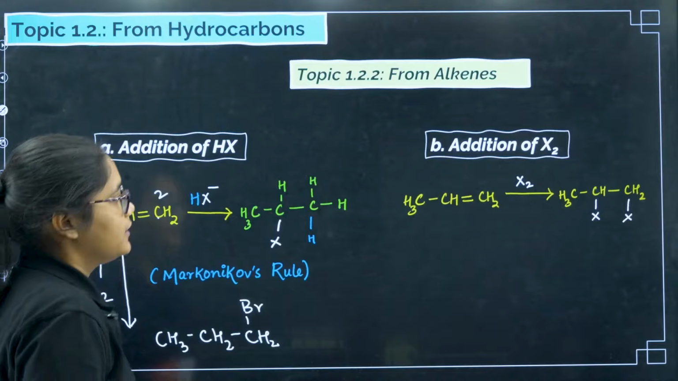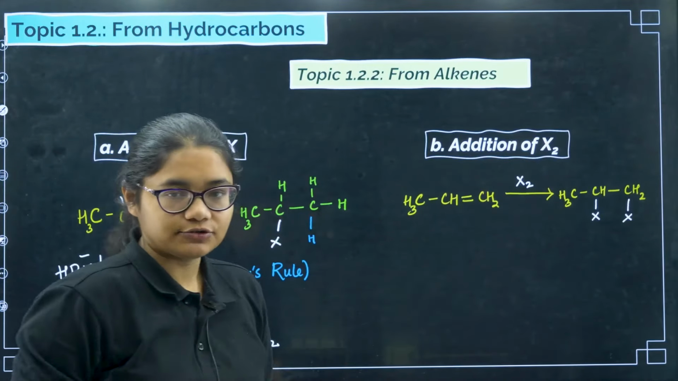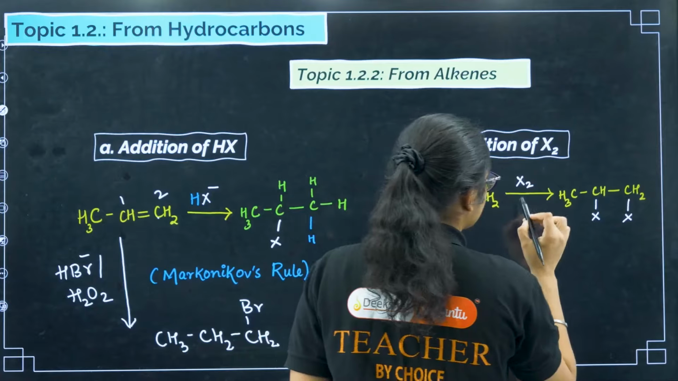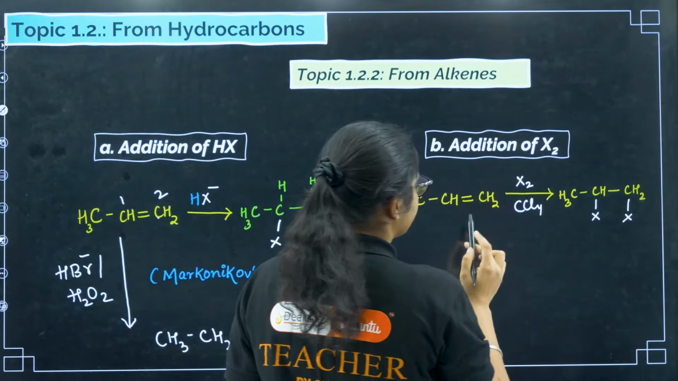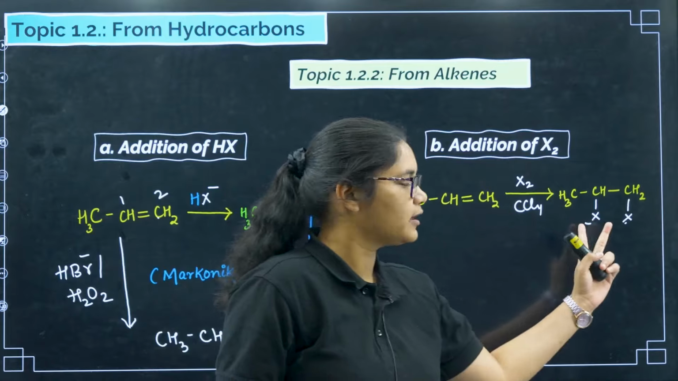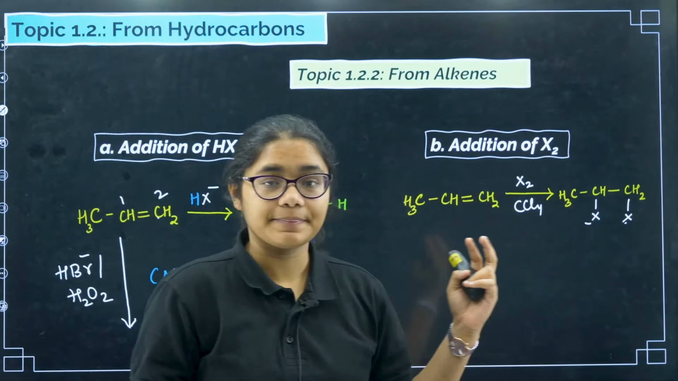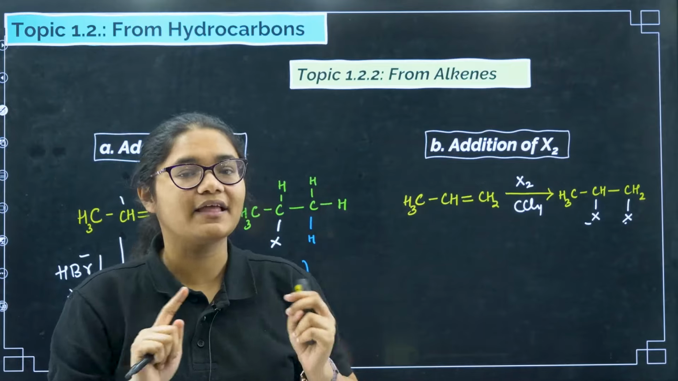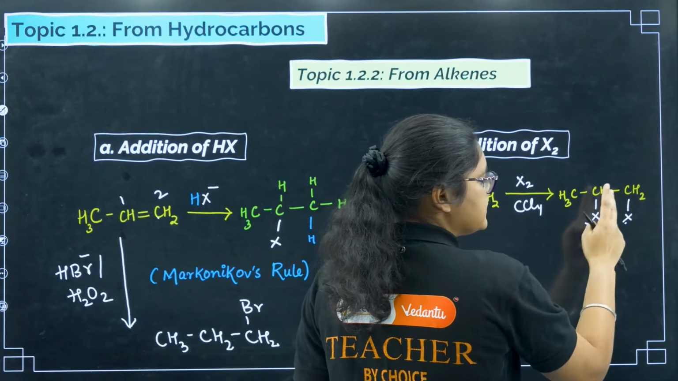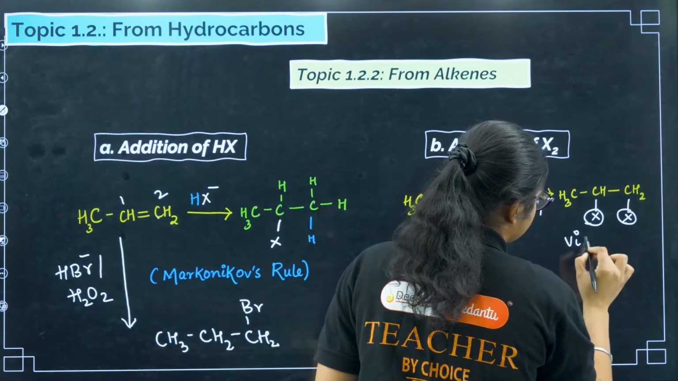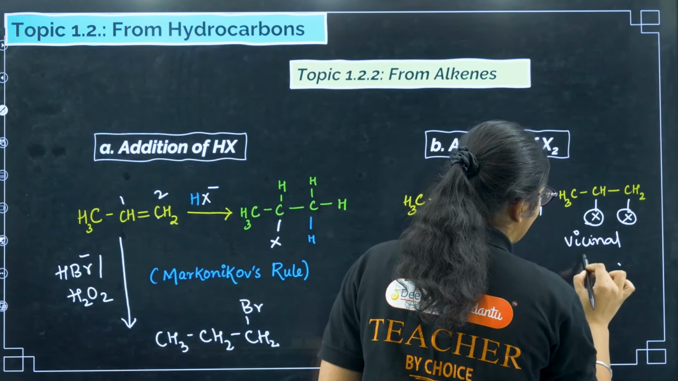Now coming to addition of X2. Addition of X2 is very simple. We have to use X2 in presence of CCl4. The double bond will break and X will be added. So this type of haloalkanes, where the two adjacent carbons are having the halogen. You can see these are two adjacent carbons, they are having halogens. These types of halides are called vicinal dihalides.